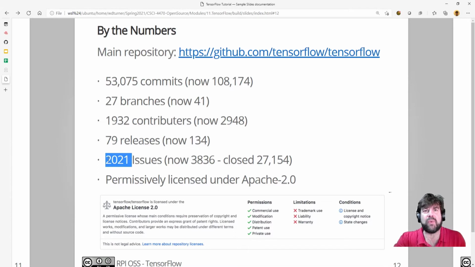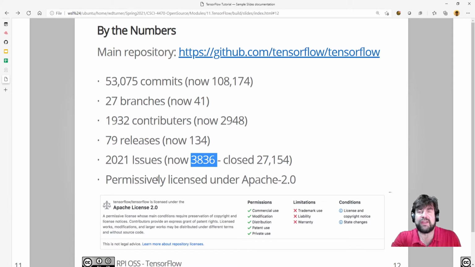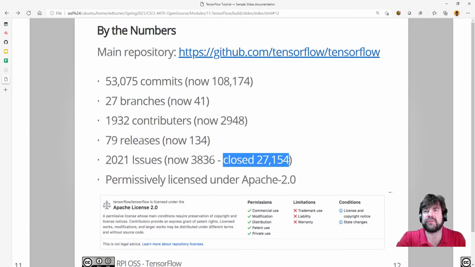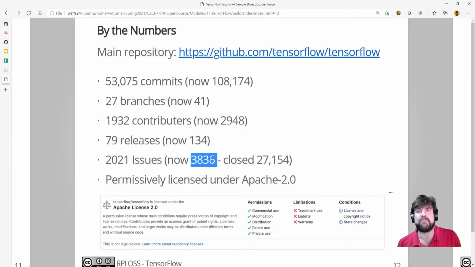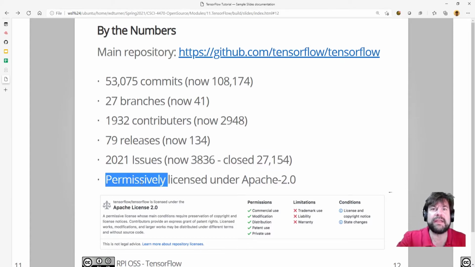This is the fun one. There were 221 open issues back in 2019. Now there are 3,836, but there are also 27,000 closed. So it looks like the TensorFlow backlog is almost 4,000 issues. And during that time, I should have gone back and seen how many were closed in 2019. But they're going through issues really fast, and yet they're still building up an increasing backlog. And they claim it's open source.